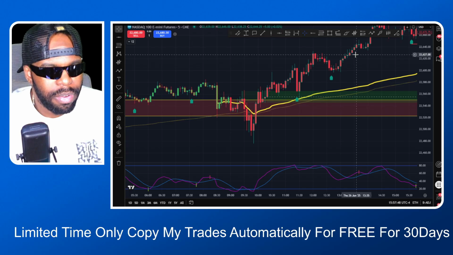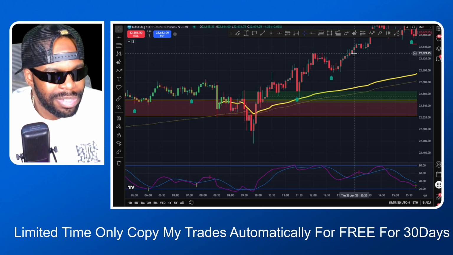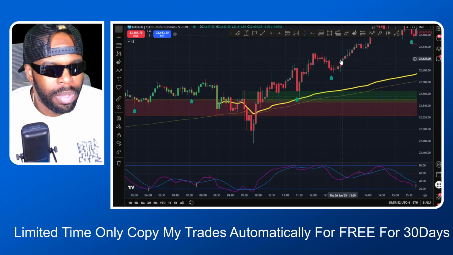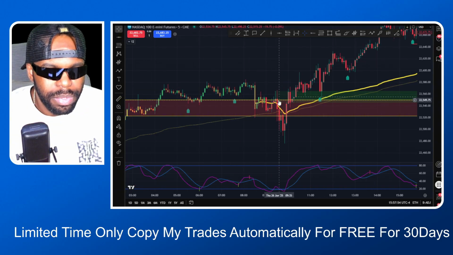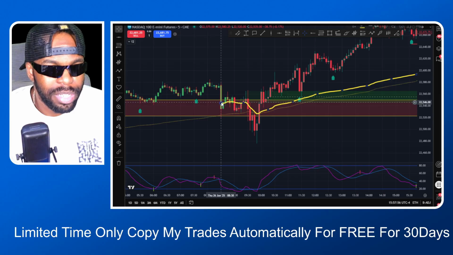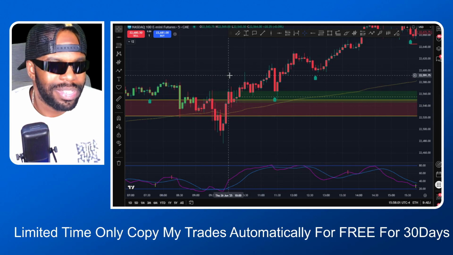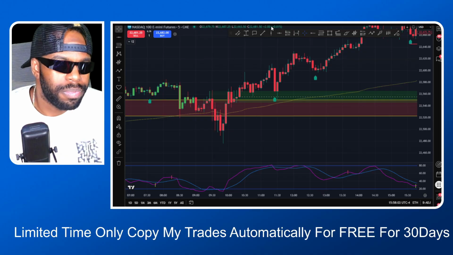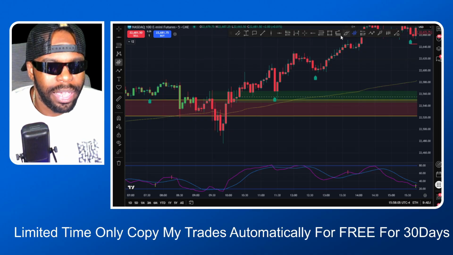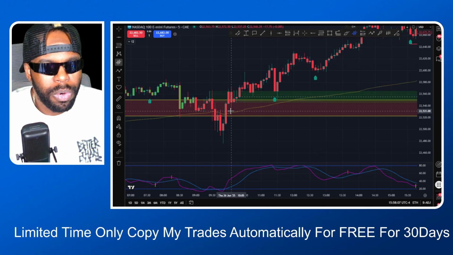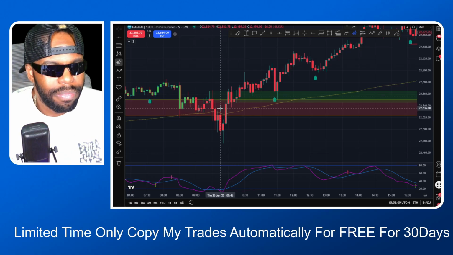You can use the Anchor VWAP based on the start of U.S. session. You can use the Anchor VWAP based on the New York session, because the New York session starts at 9:30 a.m. Eastern, right? So I can also have an Anchor VWAP at the 9:30 candle.